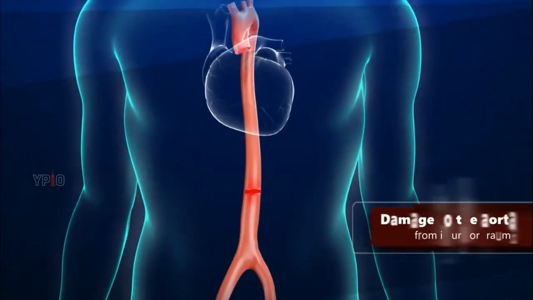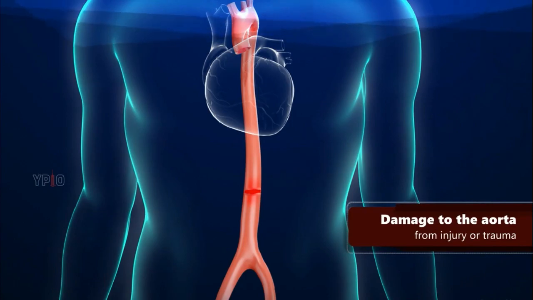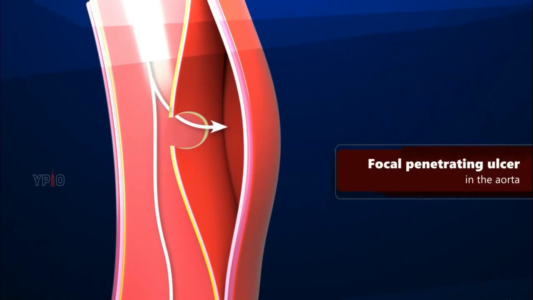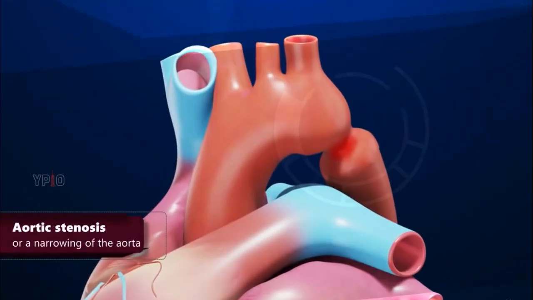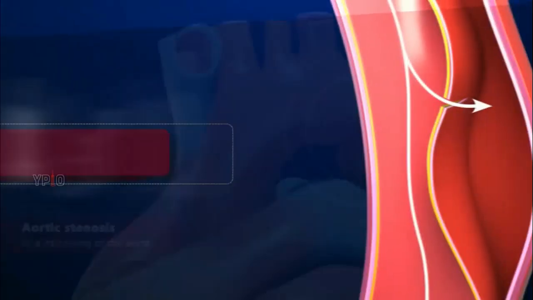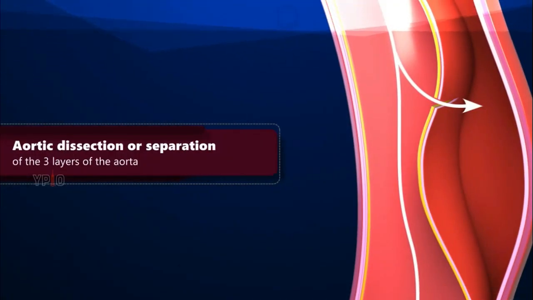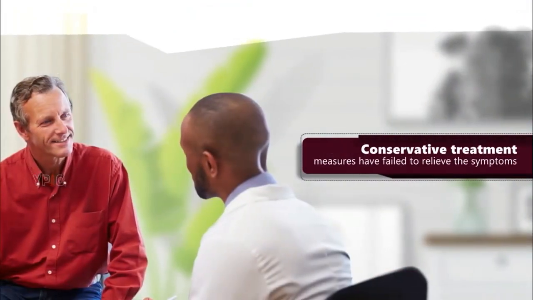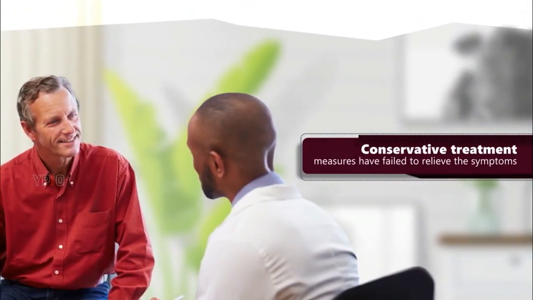There is damage to the aorta from injury or trauma. There is a focal penetrating ulcer in the aorta. There is aortic stenosis or a narrowing of the aorta. There is aortic dissection or separation of the 3 layers of the aorta. Conservative treatment measures have failed to relieve the symptoms of the aortic aneurysm.